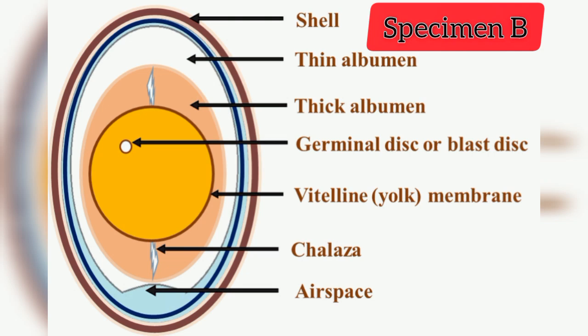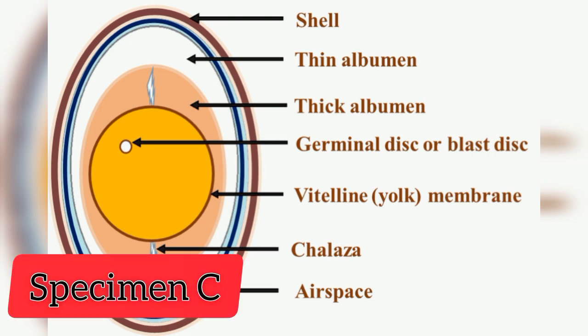Then you can see two sets of white tissue there. That is the chalaza. You can see the chalaza there. Then we have the air space, which is the normal part of the egg. Looking at the egg that way, it is a longitudinal view of the egg, not the normal way we cut it. We cut it the other way around, but as you can see there, it was drawn in the diagram as a longitudinal section. So let's look at specimen C.